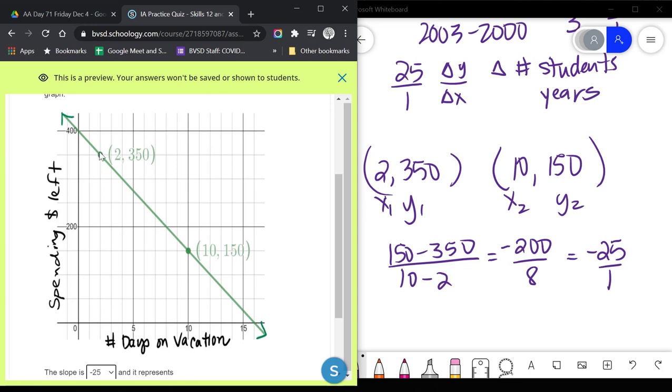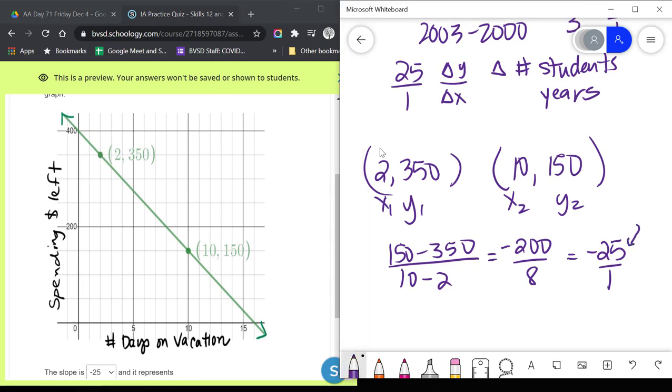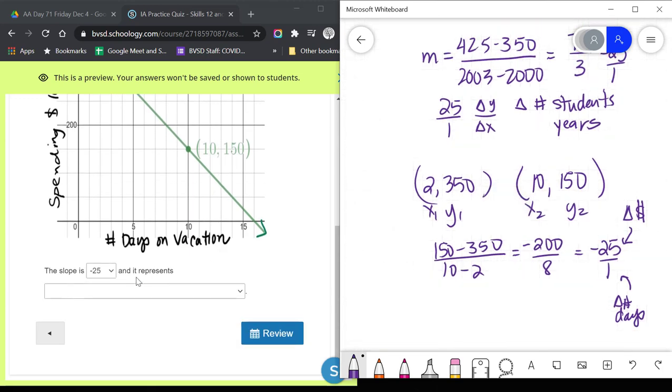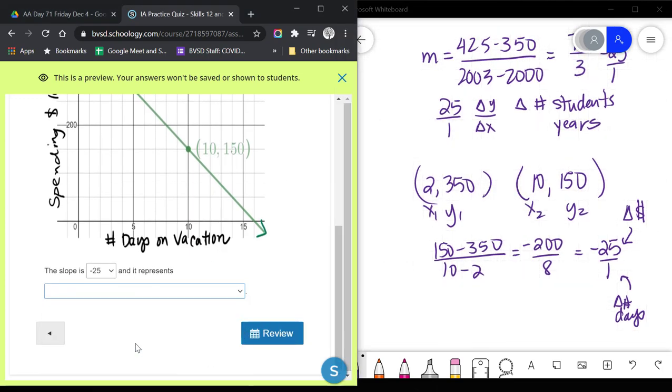And what does that mean? Well, the negative 25 represents the change in money, and this is the change in number of days. So that means that the money is decreasing by $25 every day. So let's see which answer is most like that. The amount of money that is spent each day.